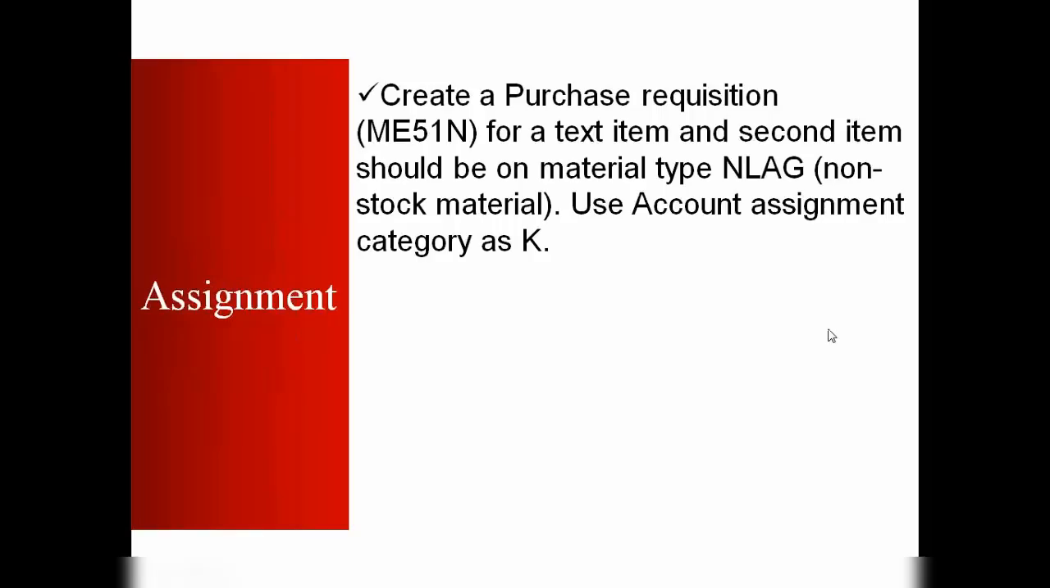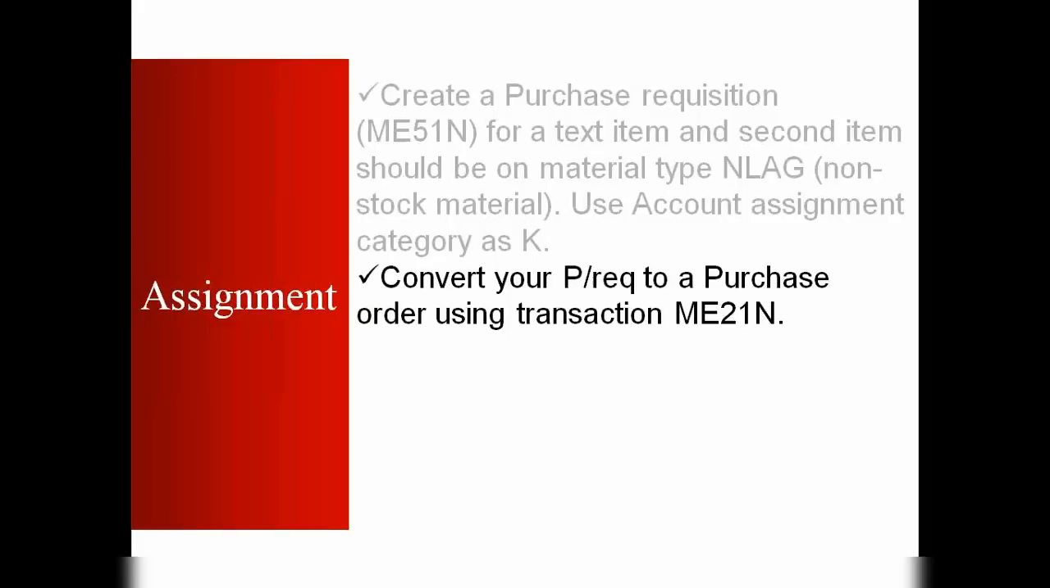So I want you to do some practical work. First, just to do some practice, create a purchase requisition using the transaction ME51N. The first item should be a text item. The second item should be a consumable item, like a non-stock material, or a UNBW material master record item. Also use the item account assignment category K, cost center. Make sure there's no error in the purchase requisition. Then convert your purchase requisition to a purchase order using transaction ME21N.